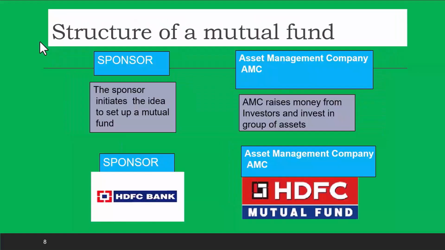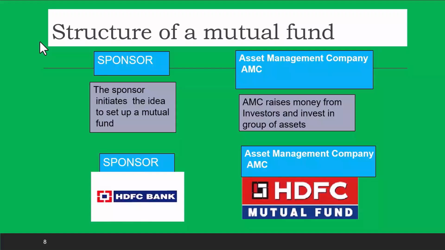So let's look at the structure. Let's look at an example here. For example, HDFC Bank is a sponsor who initiated the idea to set up a mutual fund company in India, which is known as HDFC Mutual Fund.